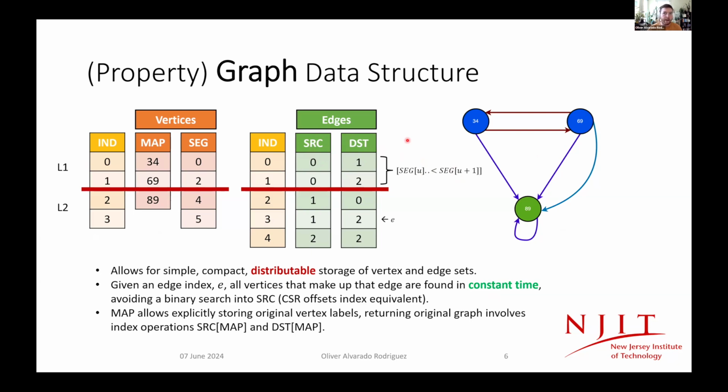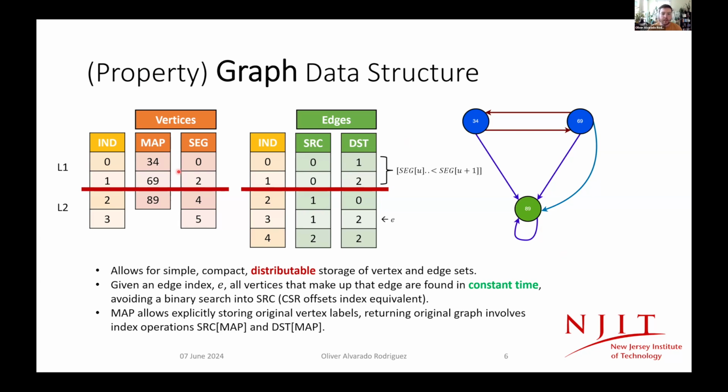arrays. Say you're given an edge index e. You can find all the vertices that make up this edge in constant time by avoiding a binary search, unlike in CSR. If you want the edges with the vertex names from the original graph, you simply just need to run an indexing operation on source or destination with the map array on the left here.